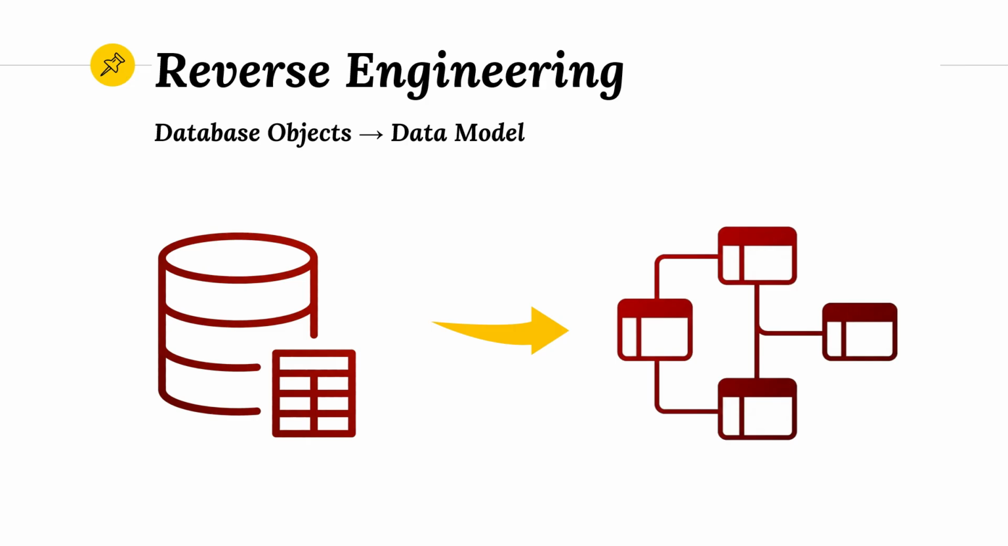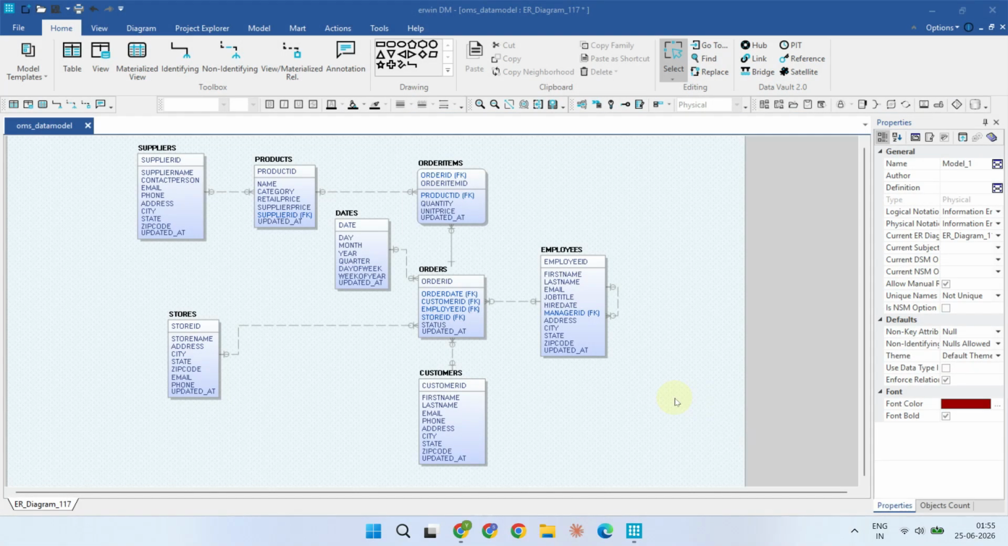Now let's see both of these in action using one of the most widely used enterprise data modeling tools, Erwin Data Modeler. Let's begin with forward engineering. In our previous video, we demonstrated how to create a data model using Erwin. If you haven't watched it yet, I recommend watching that video first. With that said, let's assume we've already created a physical data model for a retail order management system.